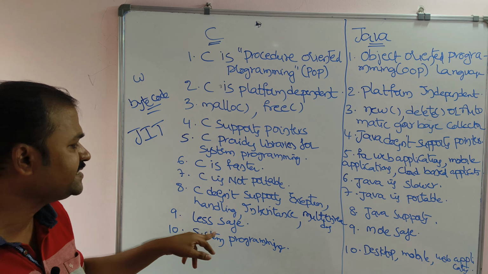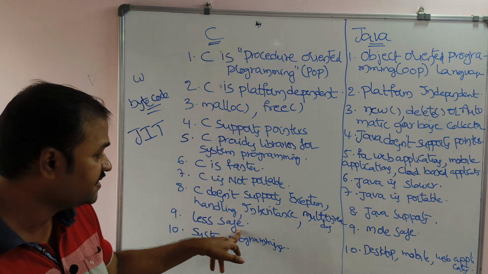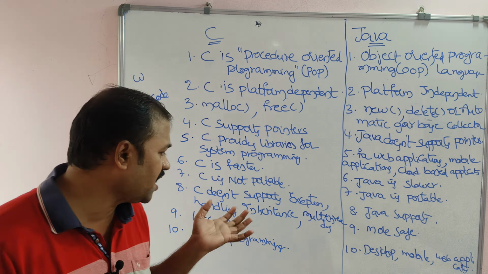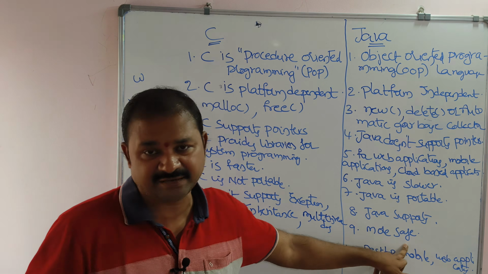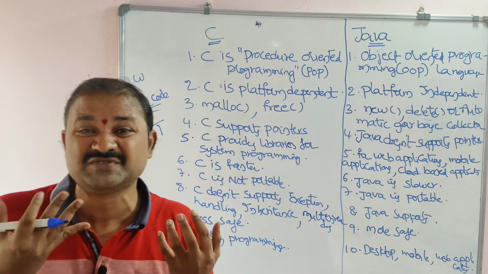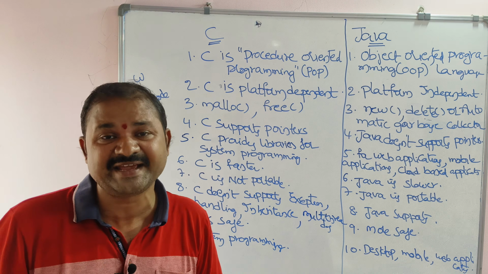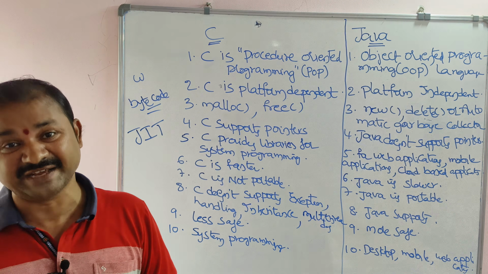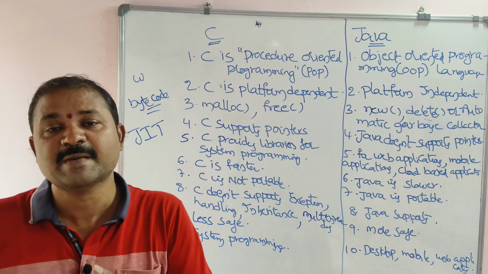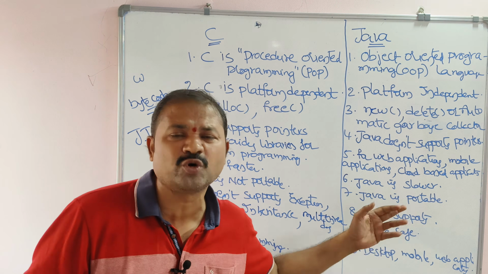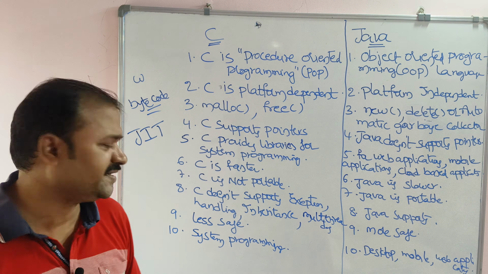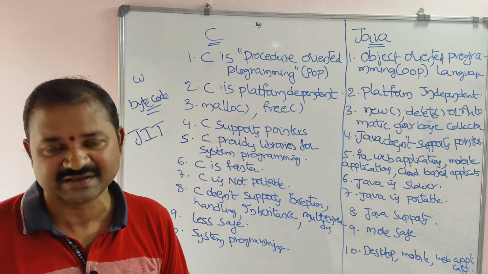Next, C is less safe when coming to memory management. Java is more safe. Why? Because in Java we have the JVM. The JVM will take care of memory safety. There are so many memory safety features in the JVM. So Java is safer when compared with C, whereas C is less safe.